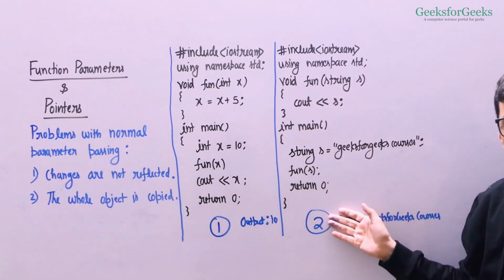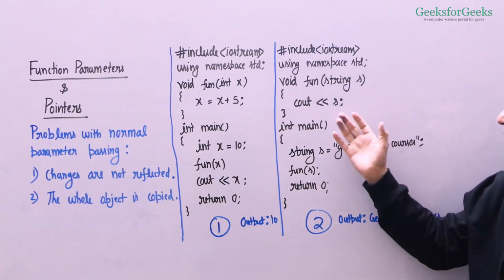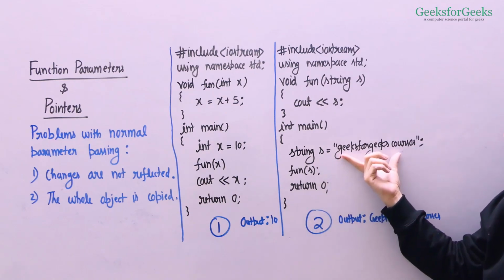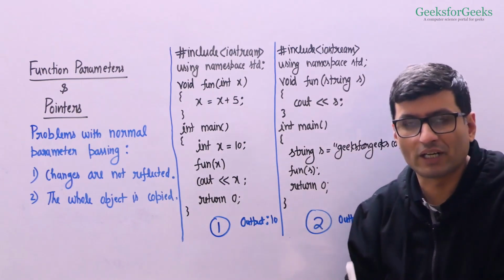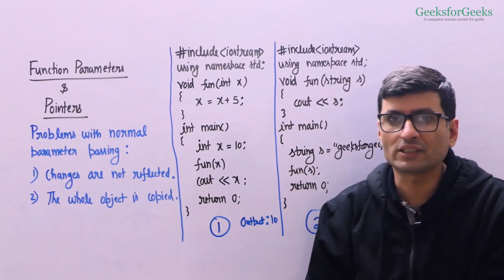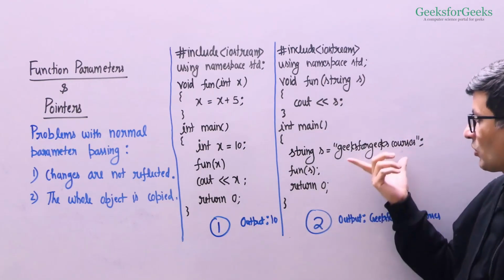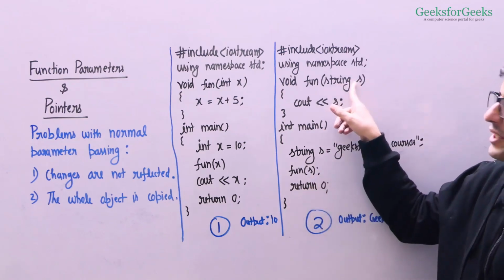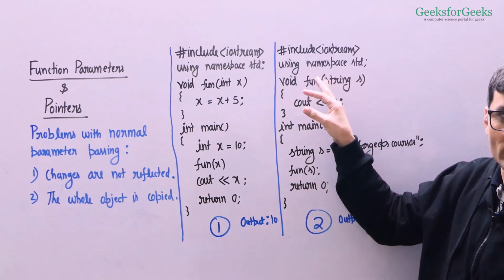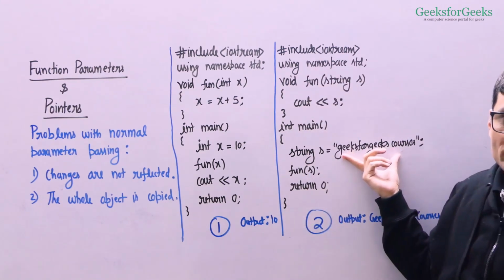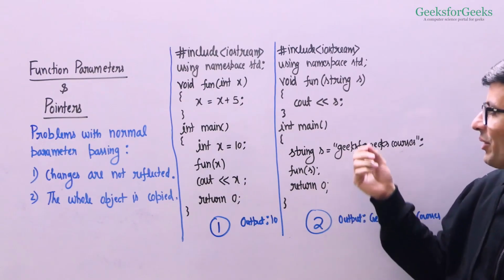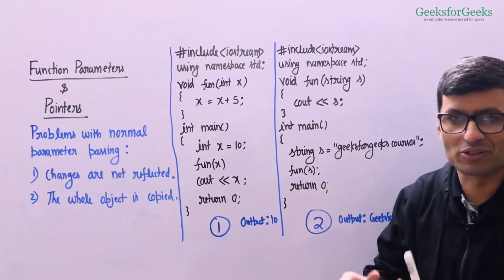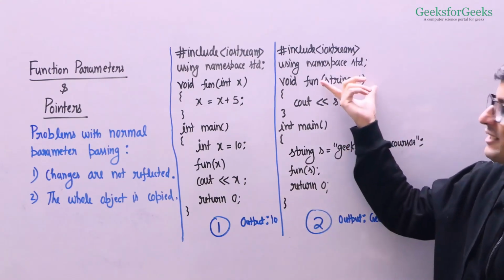Let's see the second problem with the normal parameters. If I pass a string to a function without using pointers or references, what will happen is this whole string object, this S string object here, will be copied to the local string in this function. So there are two copies of the string created. And our intention was to just print the string, maybe do some minor things, and this whole string is unnecessarily copied.